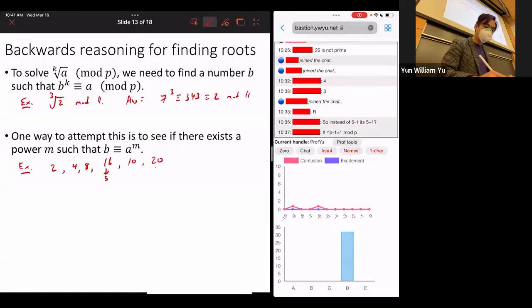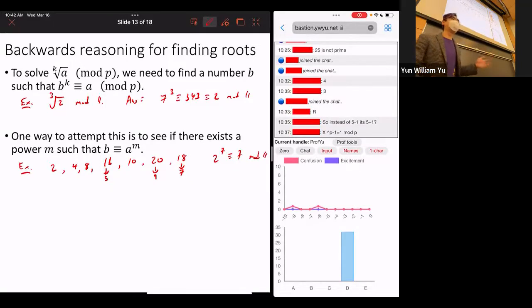Then 20, which is just 9, and then 18, which is just 7. Oh, hey, such numbers do exist. So 2 to the 7 is congruent to 7 in mod 11. So if we had tried to use powers of 2, we would have gotten this answer eventually.